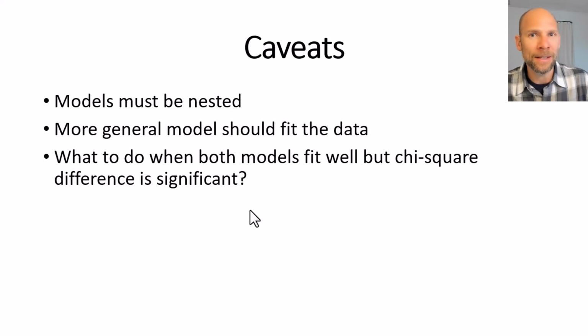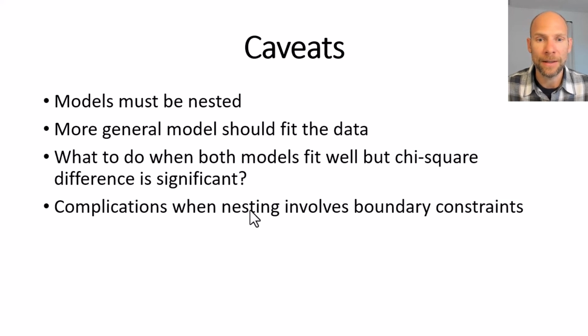I would then still probably prefer the more parsimonious model since it's not rejected based on the absolute test of fit. But that can happen, and so just be aware of the fact that chi-square difference values can be significant even when the absolute fit chi-squares for both models are not statistically significant.